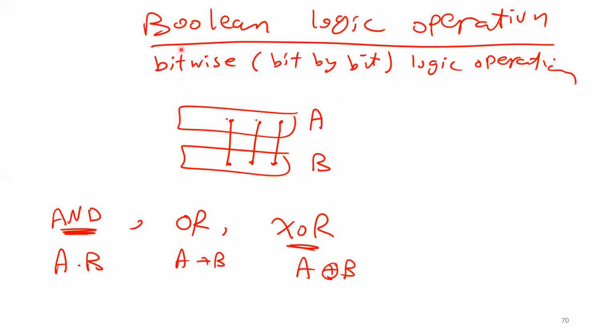Last time I started to explain Boolean logic operation. I told you what I mean by this. It means bitwise, or bit by bit, logic operation. Logic operations are like AND or XOR. You should know them from the previous classes. And we use this symbol for AND, plus for OR, and this symbol for XOR.